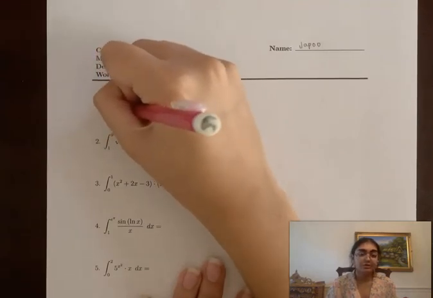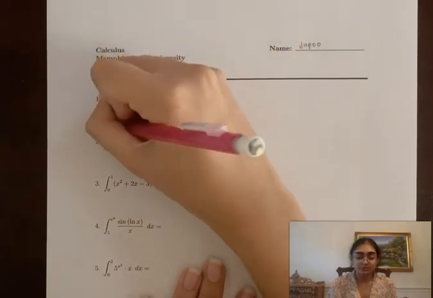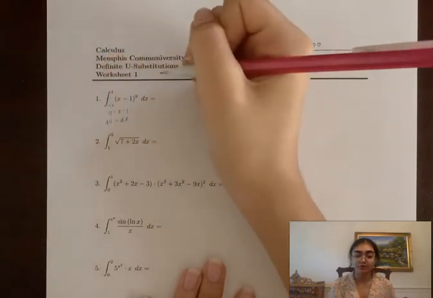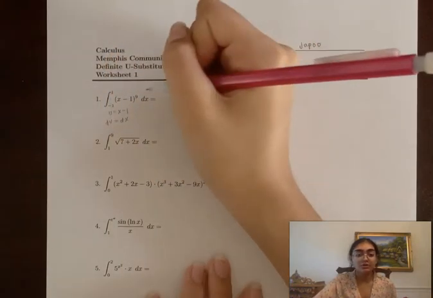So the first thing that you really want to do with any U substitution problem is find your U. For number one, it's pretty straightforward. Our U is going to equal x minus 1. So then we have U to the power of 9. And then our du is just whatever else is left. And in this case, all we have left is dx. So du equals dx. And that's really nice.